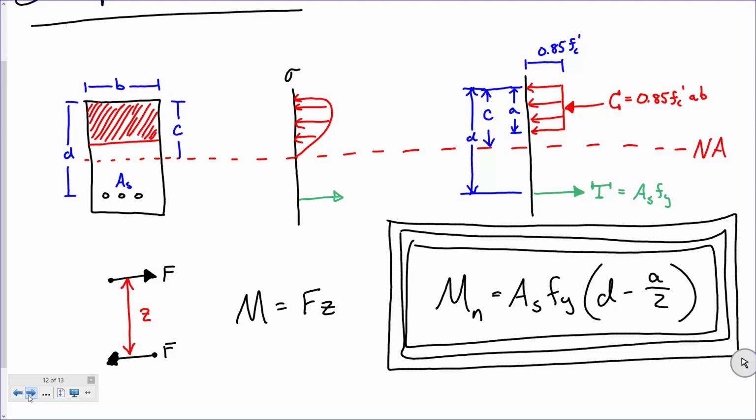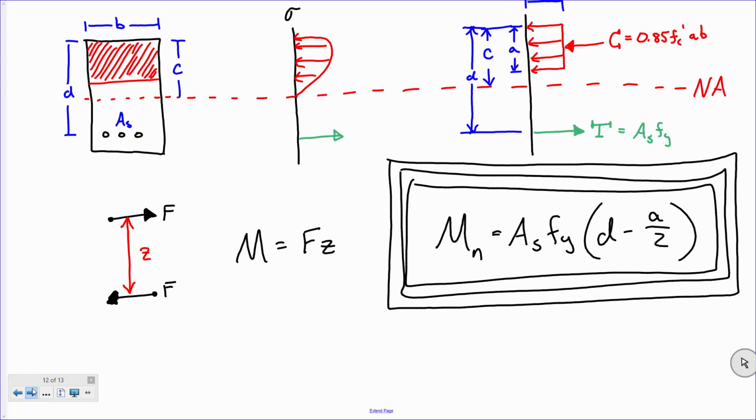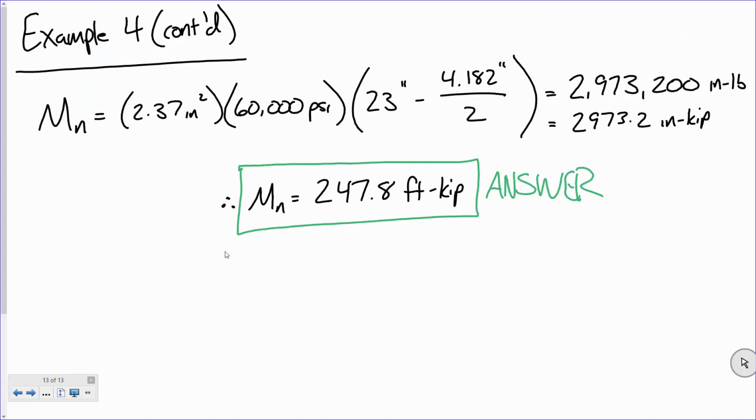How far is it from these two forces? How far are they separated? It is the effective depth, d, minus a over 2. Does that make sense? Plug and chug, and incorporating units, we get a nominal moment capacity of about 245 foot kips. Everybody good? Okay, all right.